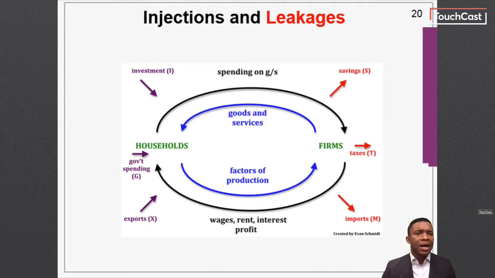And finally, households may consume goods made in other countries. For instance, one may decide to import a Mercedes-Benz, which is a German car. And this represents a leakage from the UK's circular flow of income. While on the other hand, an injection occurs when a German buys a British car. And when a German buys a British car, this represents an export.